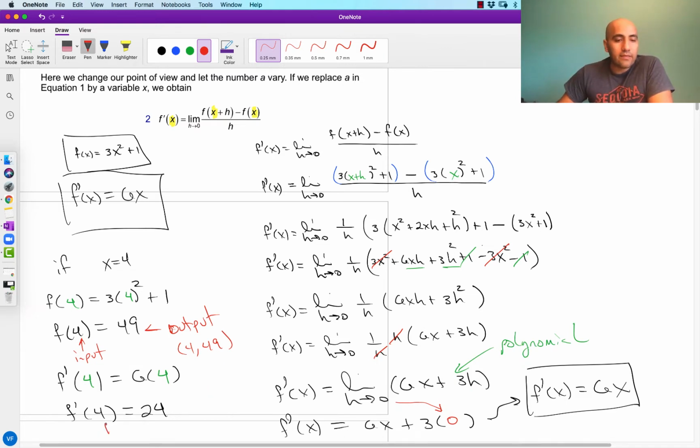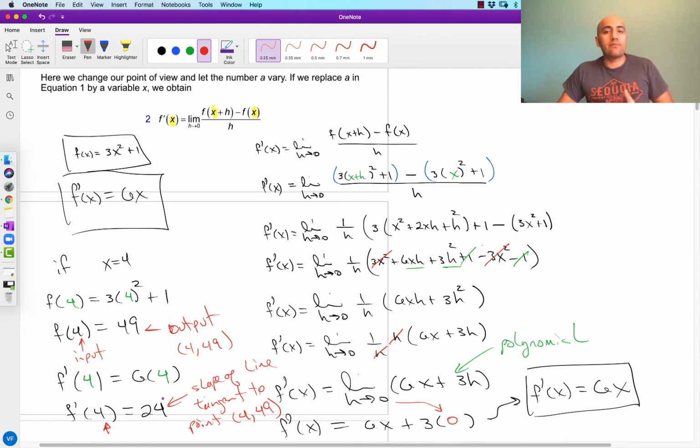On the other hand, when you input a 4, this 24 is the slope of the line tangent to the function at this point, 4 comma 49. But this establishes an ordered pair in its own right. It's the ordered pair 4 comma 24. So if I was going to graph all the slopes of all the lines tangent to the function f, and I graphed those, then this would be an ordered pair in that graph.